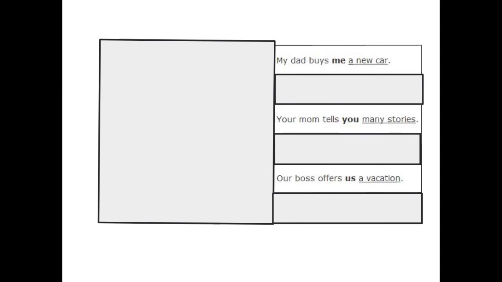Okay, so here are 3 examples, and try to translate them to the best of your ability. So the first example is my dad buys me a new car. So think about what the indirect object pronoun is and where you put the indirect object pronoun. The next example is your mom tells you many stories. And the third is your boss offers us a vacation. So feel free to pause the video and I'll show you the answers.